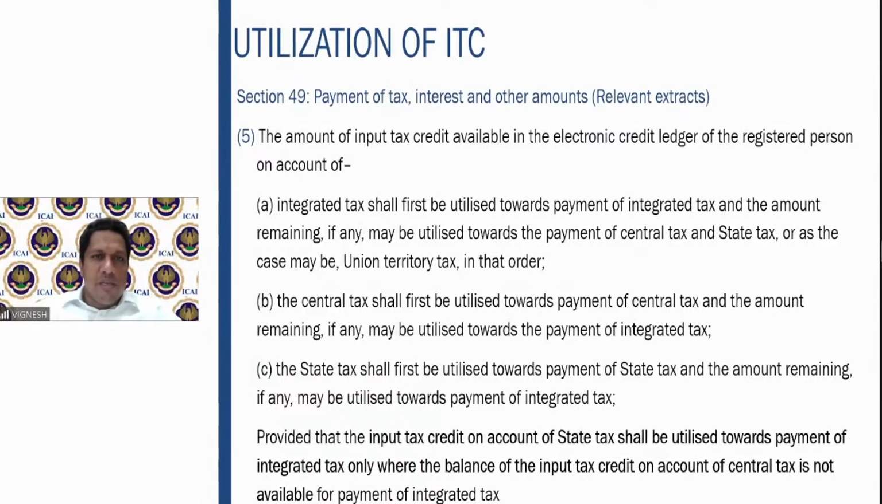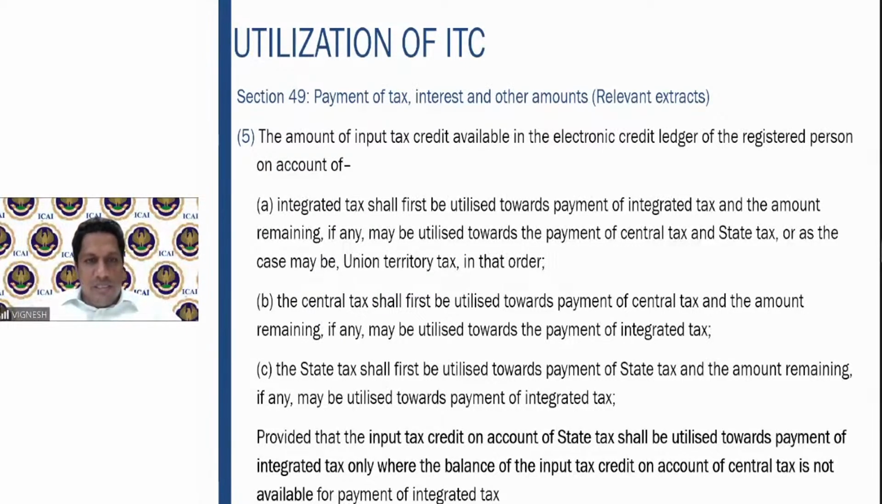I'll also give you a table separately which mentions that. So IGST first to be utilized towards payment of IGST, and whatever amount is remaining will be utilized towards the payment of central and state tax, or as the case may be, the union territory tax. Now we come to the credit of central tax. The central tax shall first be utilized towards payment of central tax, and the amount remaining, if any, will be utilized towards the payment of integrated tax. Okay, so I hope this point is clear.